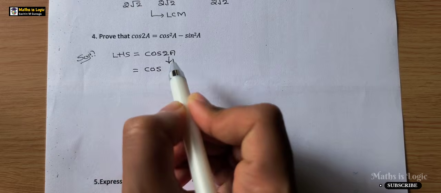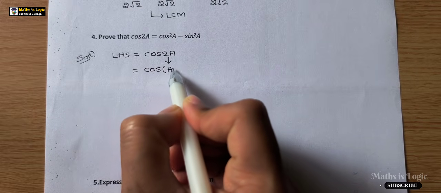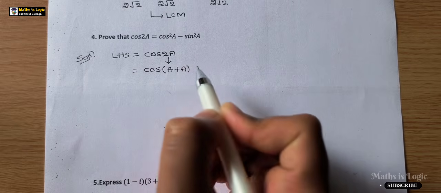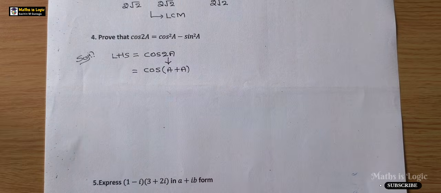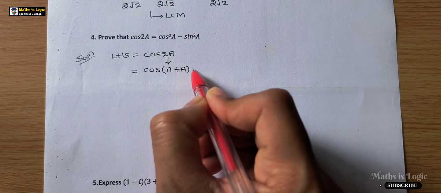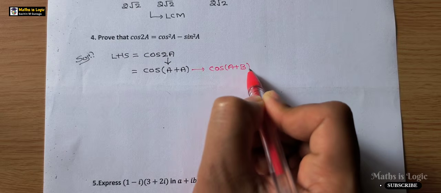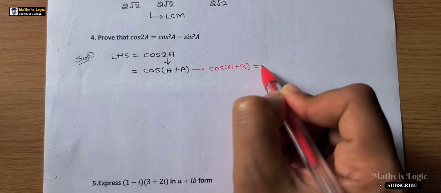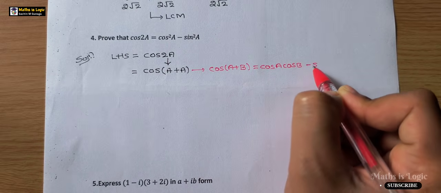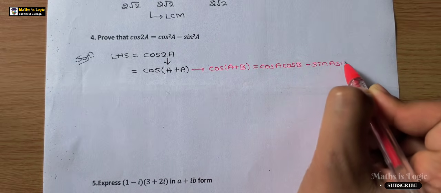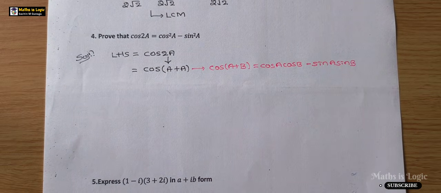Next, split this value. How to split 2A? 2A can be written as A plus A. Once I split 2A as A plus A, this looks like cos(A plus B). So apply the compound angle formula, cos(A plus B). The formula is cos A cos B minus sin A sin B. So this is the formula for cos(A plus B).